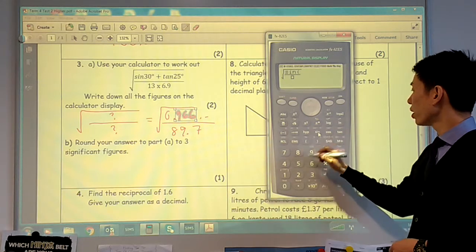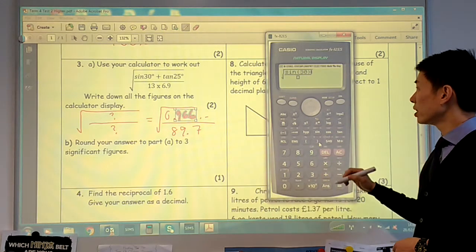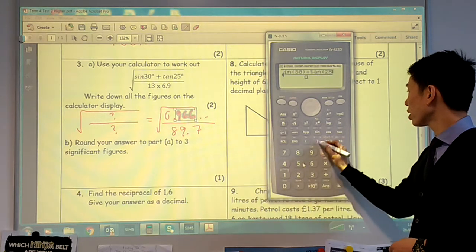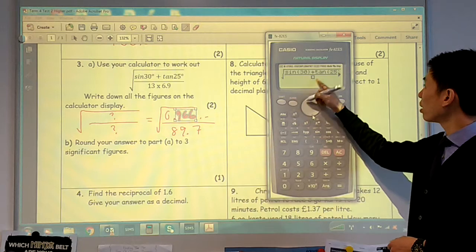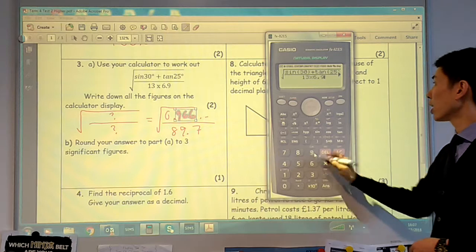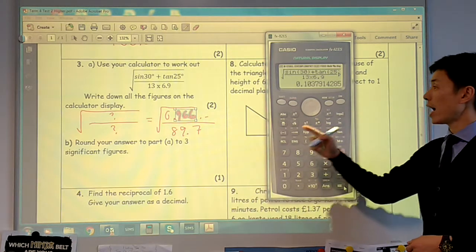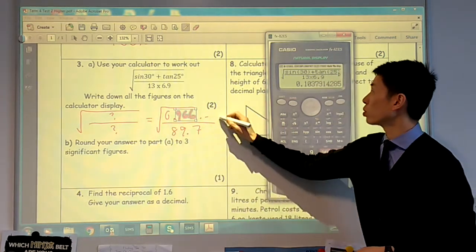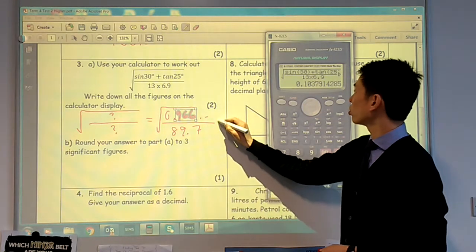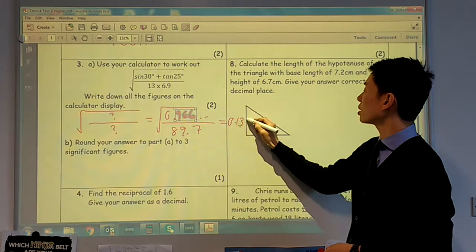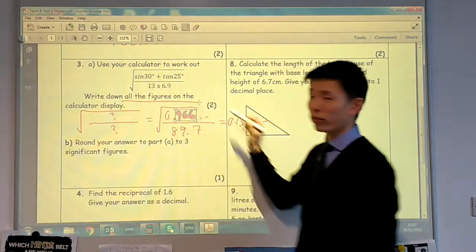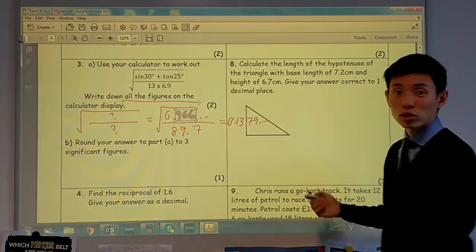Sin 30 close bracket plus tan 25 close bracket. Bring the cursor down to this box. 13 times 6.9. Press equal, and that is actually equal to 0.10379. I won't try to write all of this. In the exam, you do have to write all the figures, but it's not very convenient for me to do that at the moment.